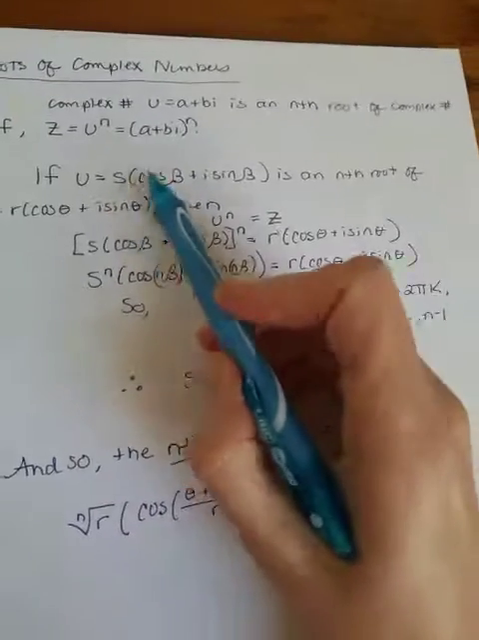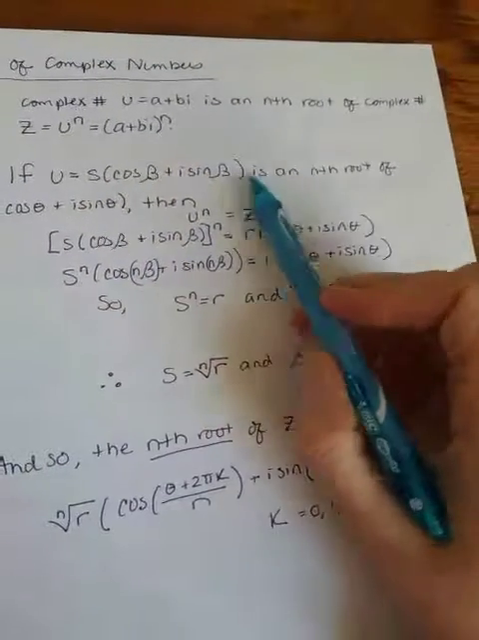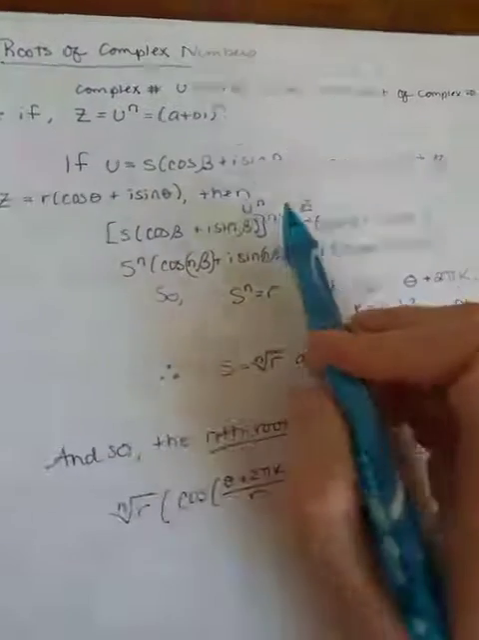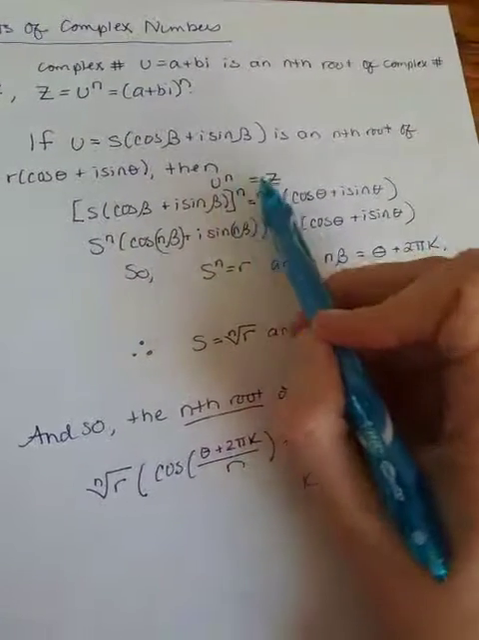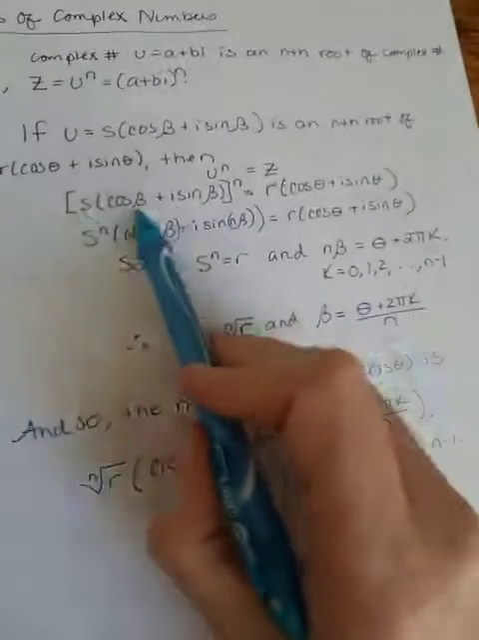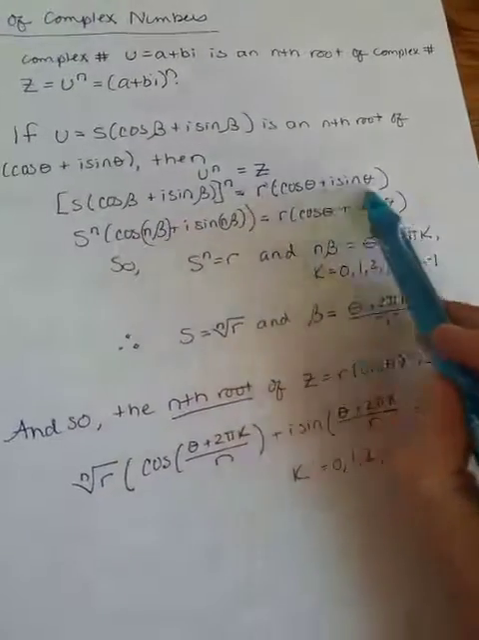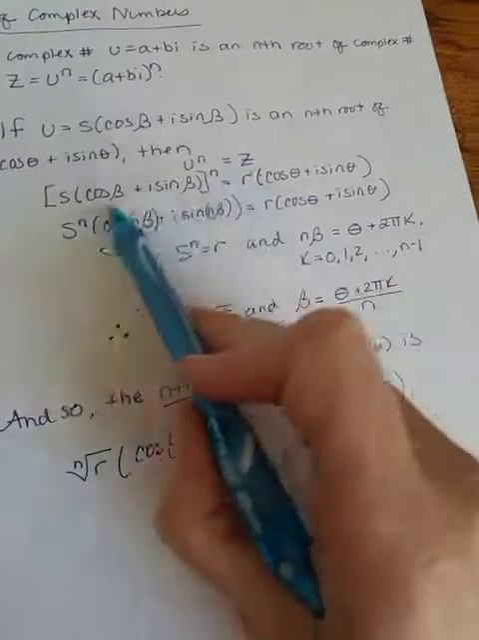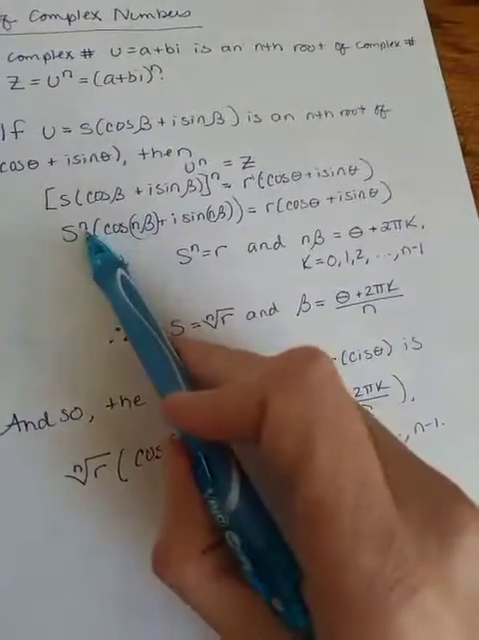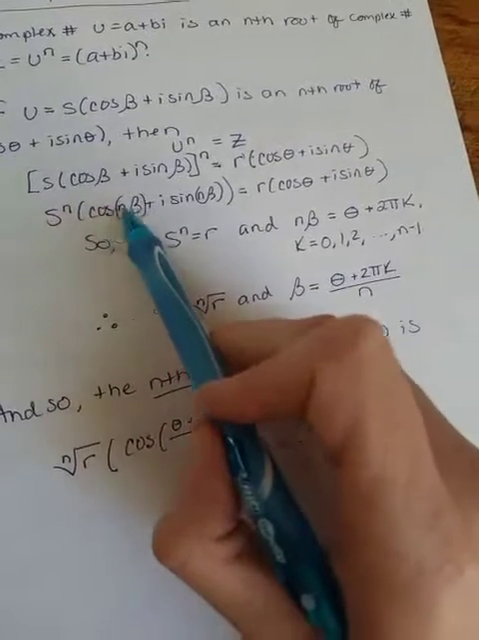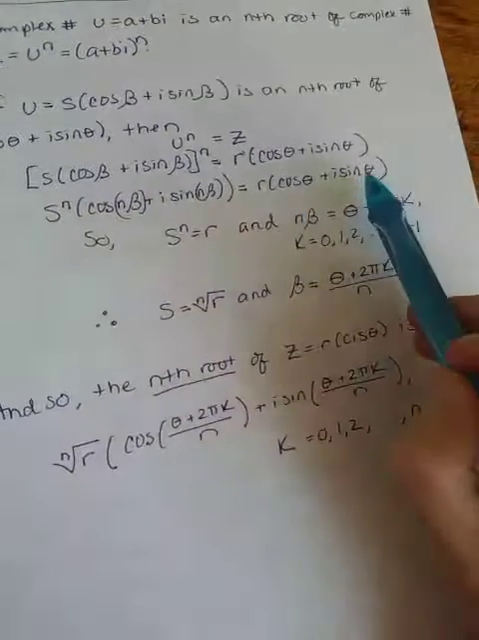So if we let u be s cosine of beta plus i sine of beta, and we're letting it be an nth root of your z, which is r cis of theta, then we know u to the n equals z. By substitution, I'm just substituting in what I defined u to be, and this is the definition of z. Okay, using de Moivre's theorem, I can rewrite with basically distributing in, if you want to think of it that way, s to the n, and then you have your cis n beta. Nothing happened on the right.